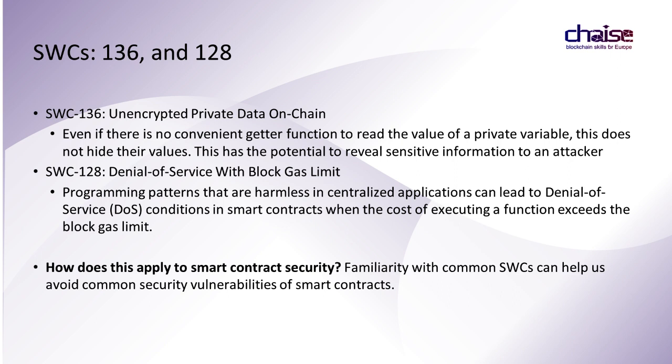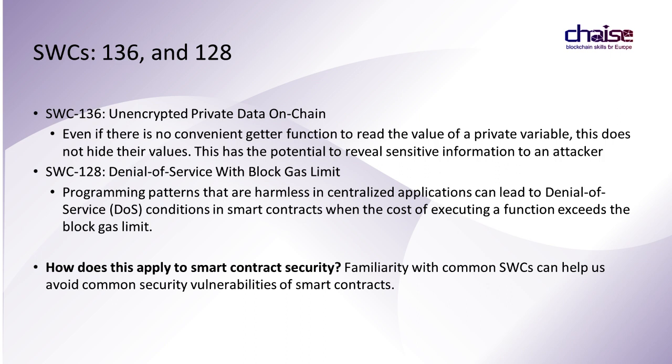Familiarity with common SWCs can help us avoid common security vulnerabilities of smart contracts. These are more examples of the common smart contract-related weaknesses. SWC 136, Unencrypted Private Data on-chain. Even if there is no convenient getter function to read the value of a private variable, this does not hide their values. This has the potential to reveal sensitive information to an attacker. A variable value stored in a public blockchain network is included in the chain code. This means that anyone with sufficient knowledge can access and read it.